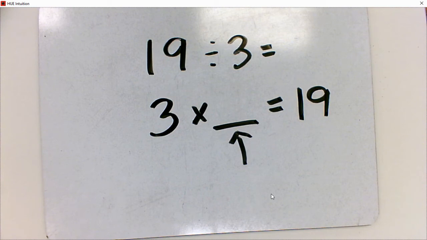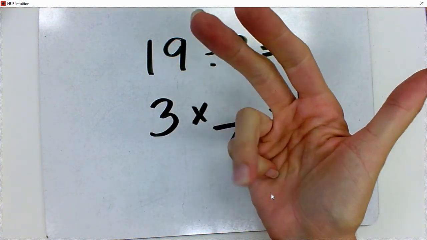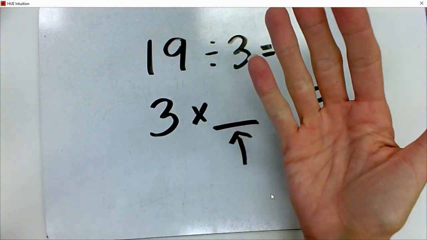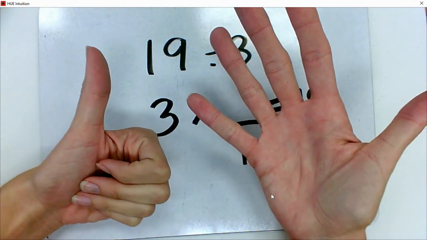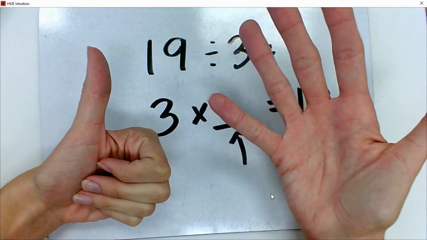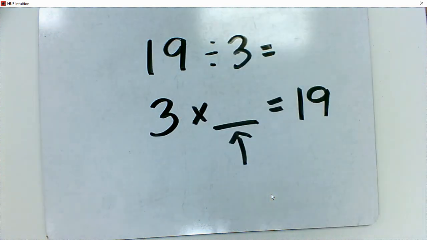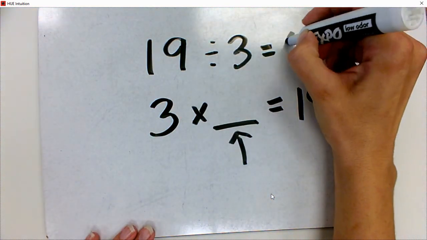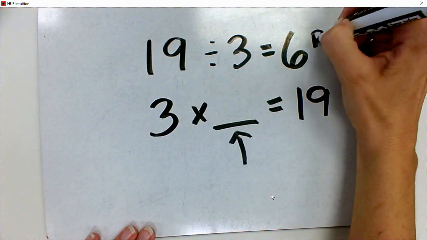Let's think about our multiples of 3 and how close we can get to 19. 3, 6, 9, 12, 15, 18, 21. Oh, that's too much. 18. That's as close as I can get to 19 without going over. And that is 3 times 6. 3 times 6 got me to 18. I just need one more to get to 19. That is my remainder.